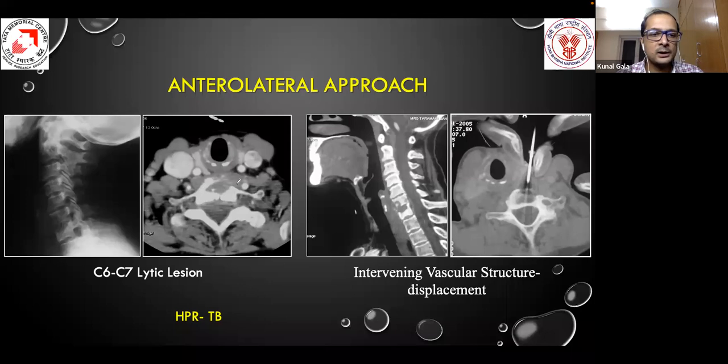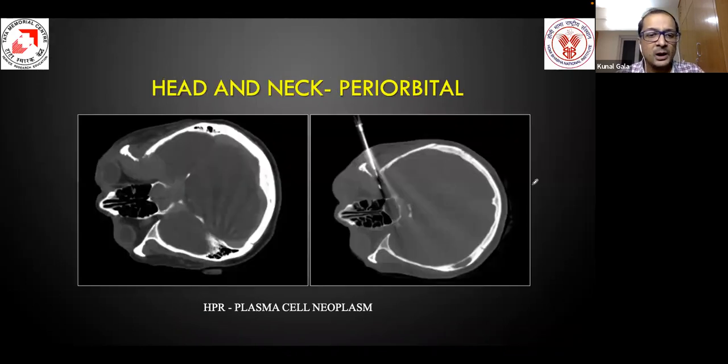So this was the lytic lesion which I showed earlier. You can either displace the carotid and the jugulars laterally with the help of a finger, and then go in with the needle and do a biopsy. Another head and neck biopsy is the ocular biopsy, for intraocular masses.